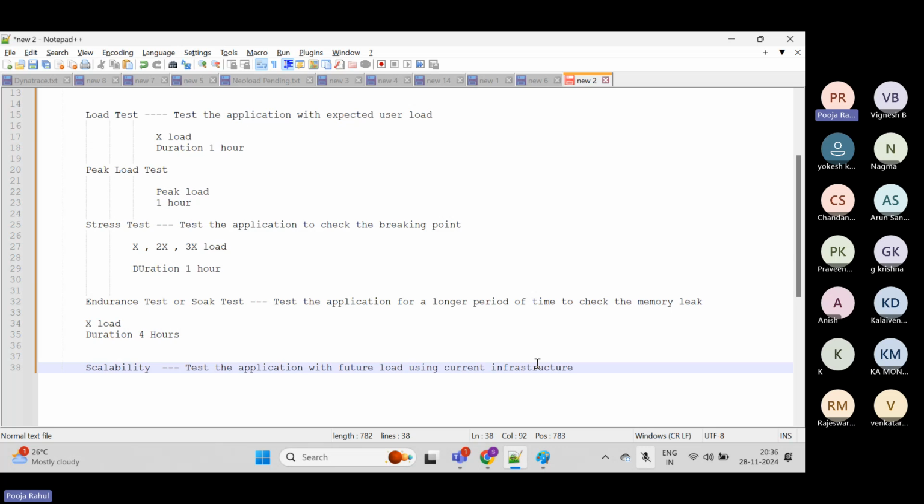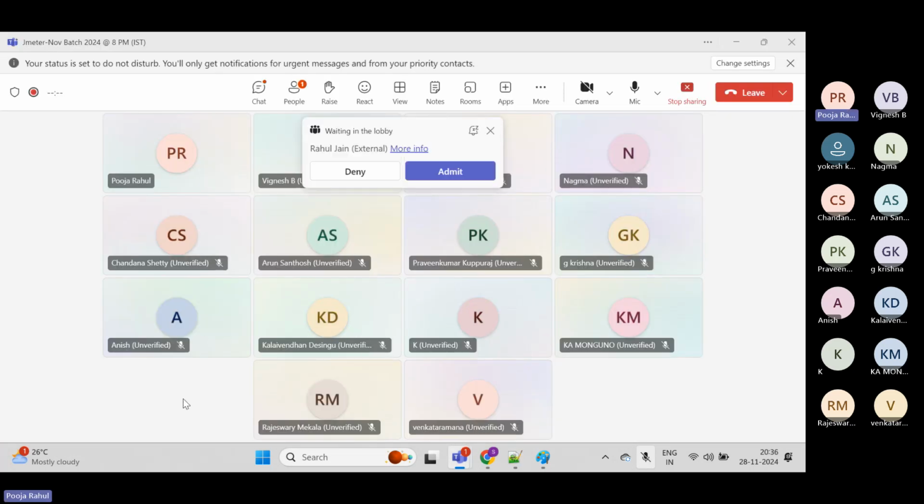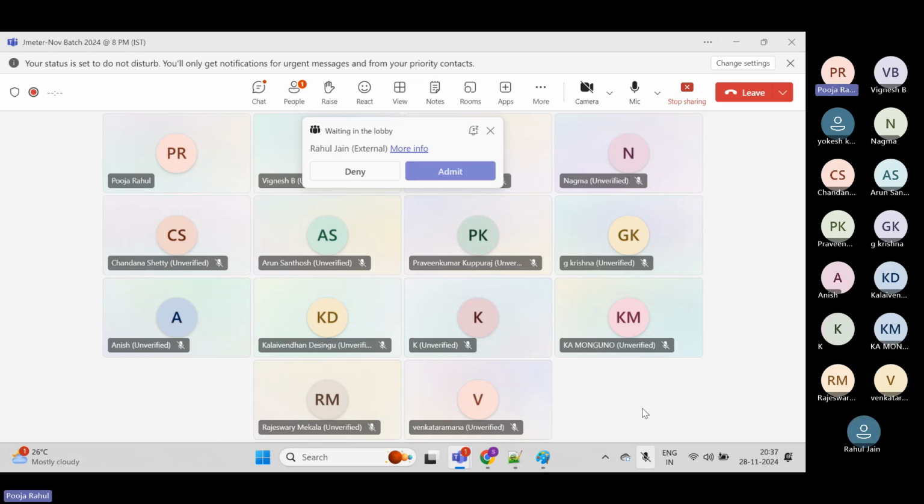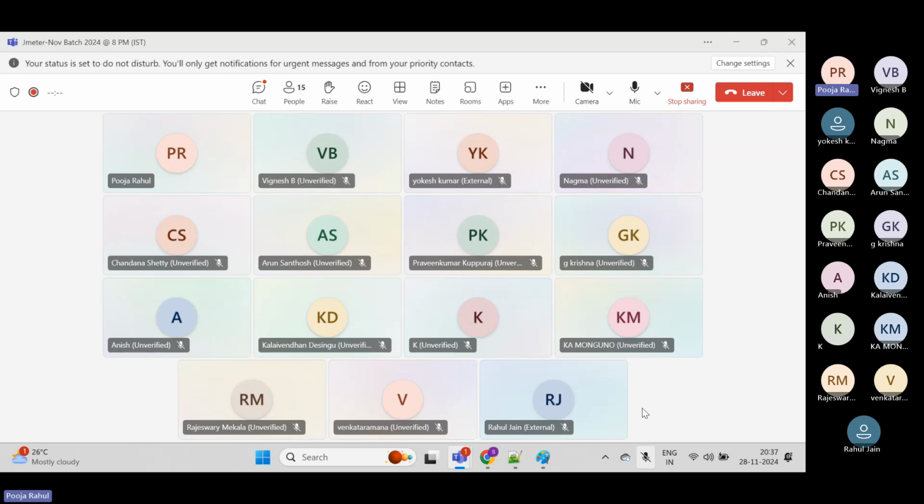What is that meaning? Say, currently my application is actually used by 500 users. The end users are using it. But I'm expecting next year 1500 people will use my application. Right now 500. Next year I'm expecting 1500 people will come to my application.